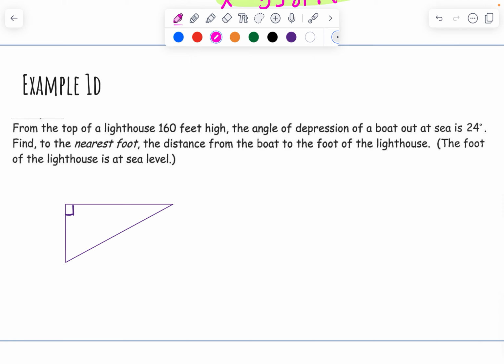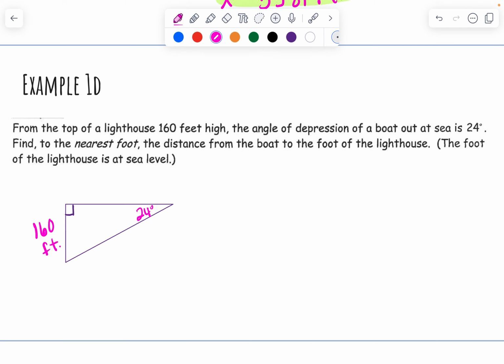From the top of a lighthouse 160 feet high, so that's how tall it is. The angle of depression to a boat out at sea is 24 degrees. Remember, we're always going to put our angle of depression there. Find to the nearest foot the distance from the boat to the lighthouse.